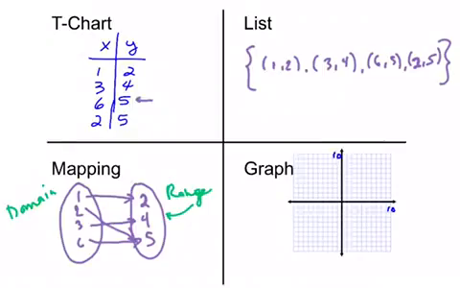To graph these ordered pairs, we would simply graph the 4 ordered pairs. So 1, 2, 3, 4, 6, 5, and 2, 5. If you're given a graph, you should be able to generate any of the other 4. These are the 4 ways you can represent a relation.